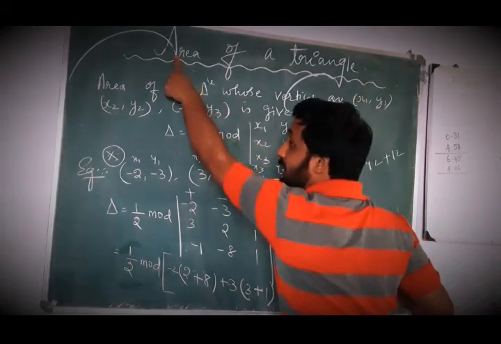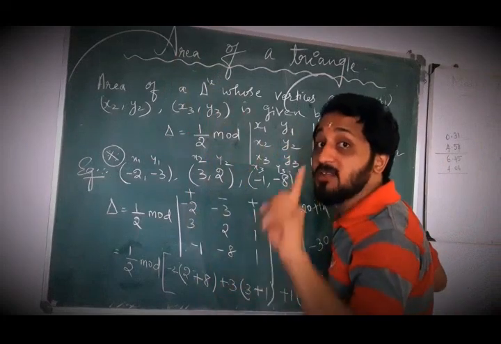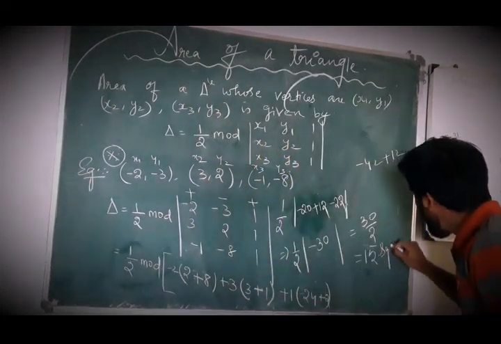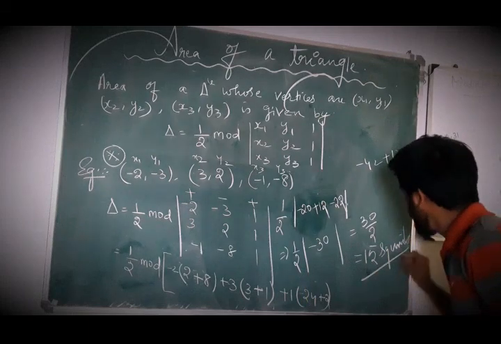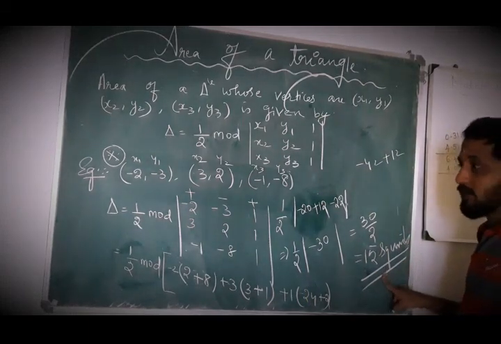Since you are finding the area, you have to write 15 square units. That is 15 square units since it is an area. Is it clear to everyone?